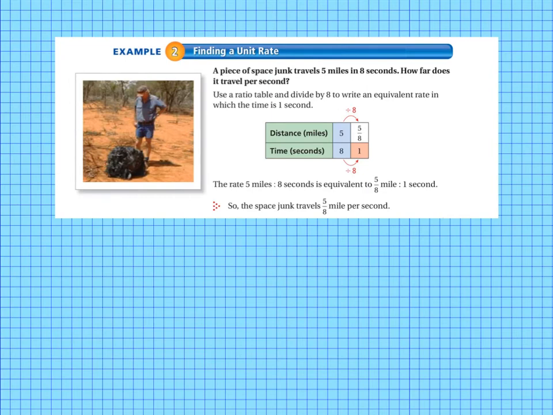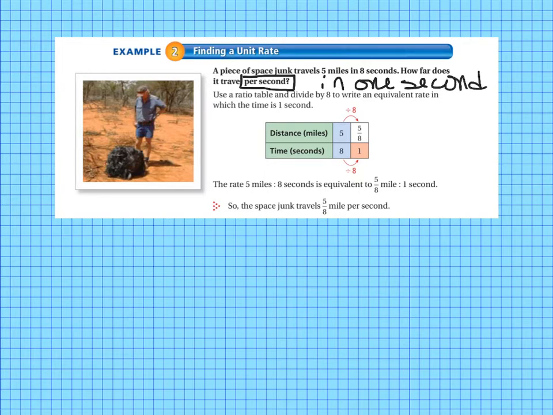Example 2 is about finding a unit rate. A piece of space junk traveled 5 miles in 8 seconds. How far does it travel per second? So when you see that word per, you need to think, they're asking me for a unit rate. So they're asking you, how far does it travel in 1 second?